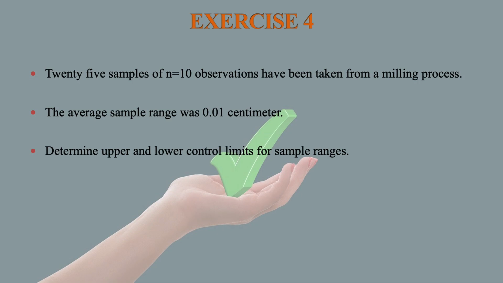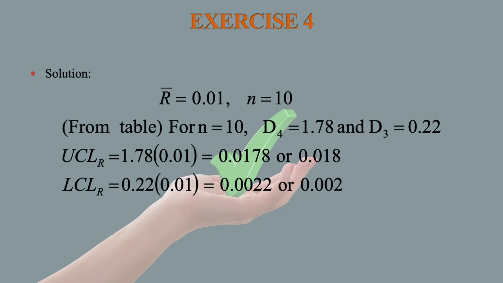Now let us discuss another problem. 25 samples of n equal to 10 observations have been taken from a milling process. The average sample range was 0.01 centimeter. Determine upper and lower control limit for sample ranges. For this case, R bar, that is mean of the range, is given as 0.01, n is equal to 10. From table for n equal to 10, D4 is given as 1.78 and D3 equal to 0.22.